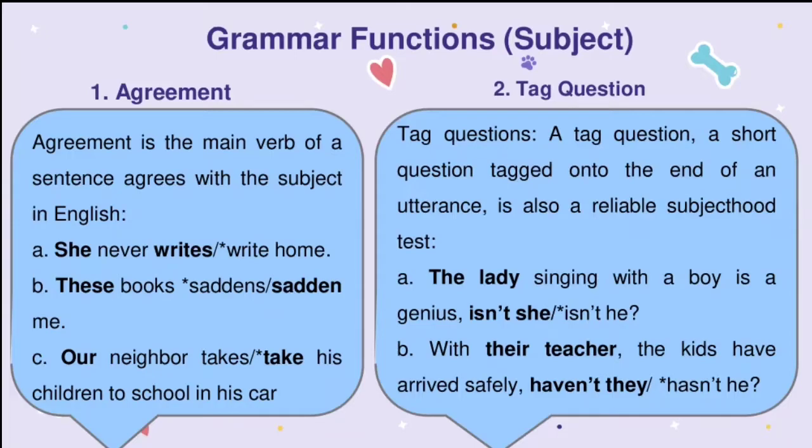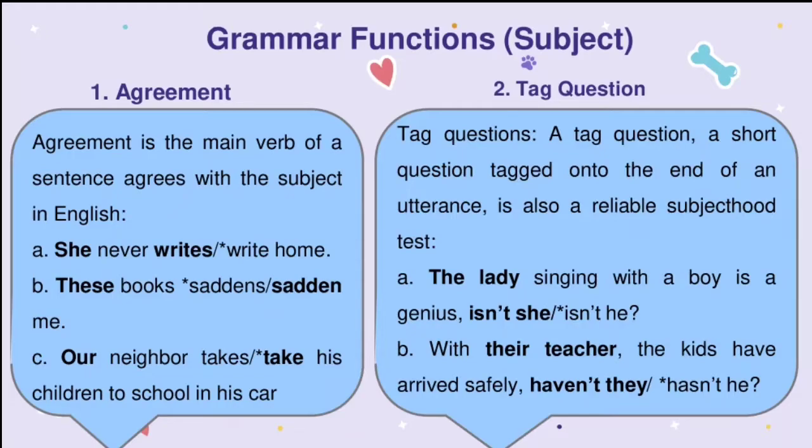Jadi di dalam subject agreement, subjek dan verb kalimat itu harus saling menyesuaikan. Sebagai contoh, yang pertama, she never rides or ride home. Karena di sini subjeknya she, jadi verb yang sesuai adalah rides menggunakan s.